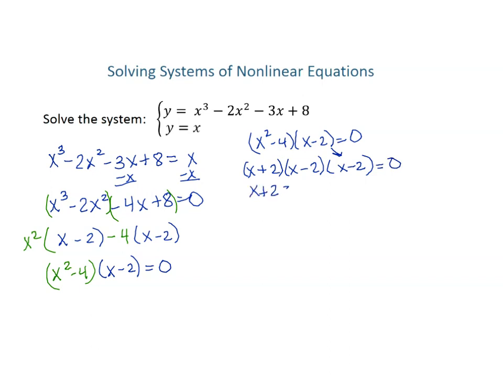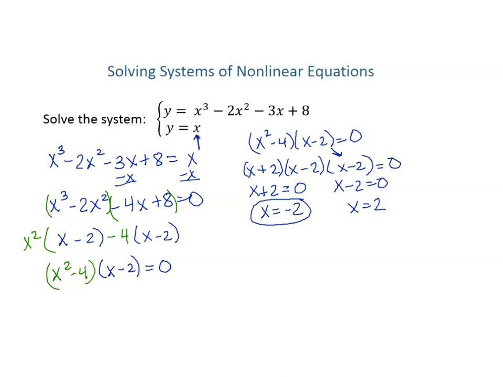All right, so now let's solve these. We've got x plus 2 is equal to 0, and x minus 2 is equal to 0. Here we get x equals negative 2. Here we get x equals positive 2. But alas, we are not done, because when we're solving systems, we need an x and a y for each intersection point.